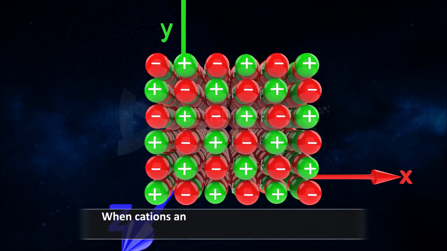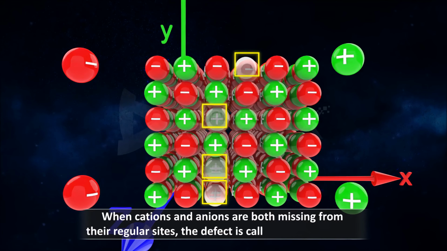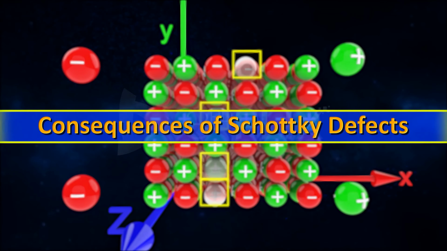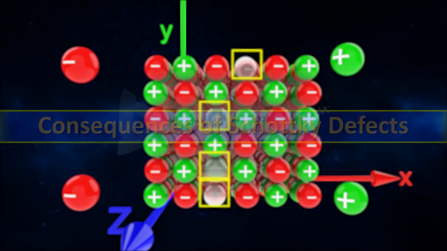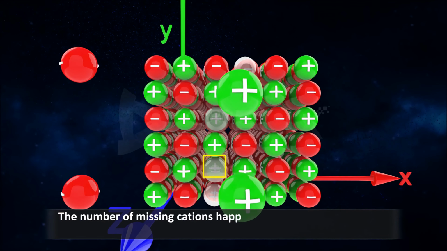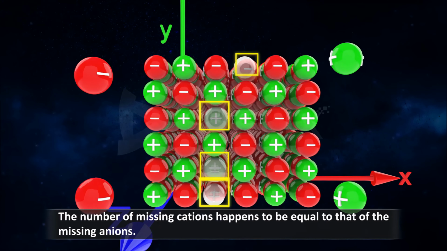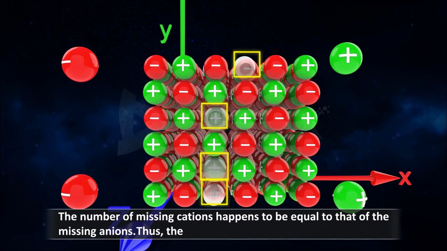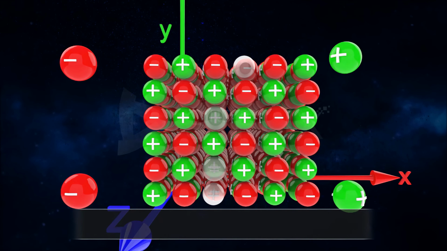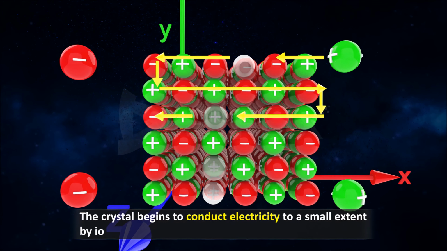When cations and anions are both missing from their regular sites, the defect is called a Schottky defect. Here are some of the consequences of Schottky defects. In a crystal with a Schottky defect, the number of missing cations happens to be equal to that of the missing anions. Thus, the crystal remains electrically neutral. But the crystal begins to conduct electricity to a small extent by ionic mechanism.